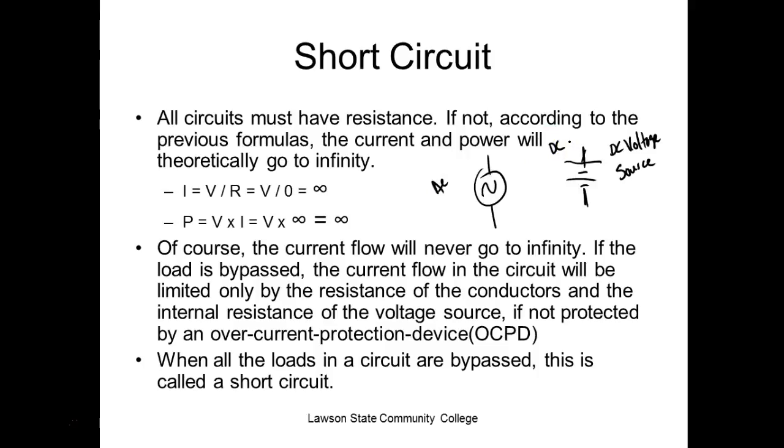Now, the problem we have is that a voltage source has an internal resistance. There's no such thing as anything that has zero resistance. And if you put current through a resistance, what happens? It drops the voltage. You don't understand that?